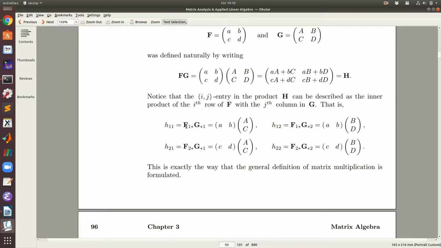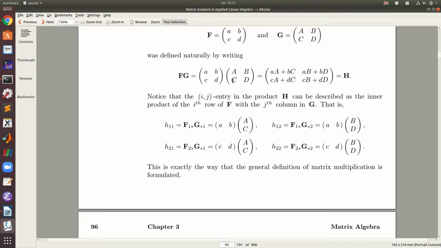So this is what it is just saying here. You get the standard inner product of the first row of F and the first column of G. To get the entry H21, we are going to get the standard inner product of the second row of F times the first column of G. So let us see here. You see CD is the second row of F, and AC is the first column of G. So it is just this row and this column here.